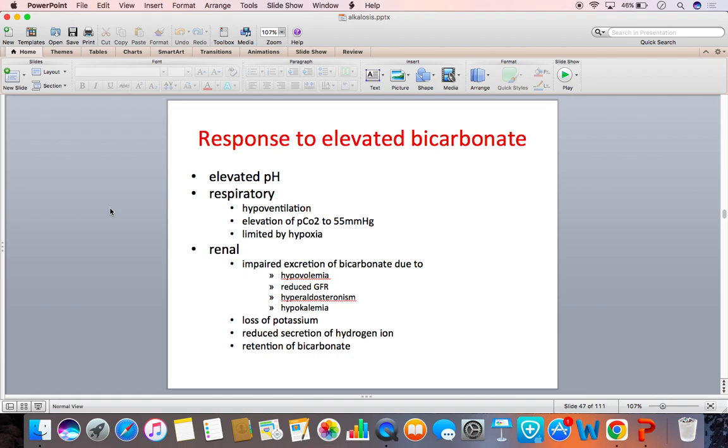When there is a volume depletion, it is associated with hyperaldosteronism. Why? When there is volume depletion, there is reduced renal perfusion, which triggers the renin-angiotensin aldosterone axis. That results in the retention of sodium and chloride and loss of potassium. That results in hypokalemia. Metabolic alkalosis is associated with hypokalemia, sometimes hypovolemia with reduced GFR, and hyperaldosteronism.